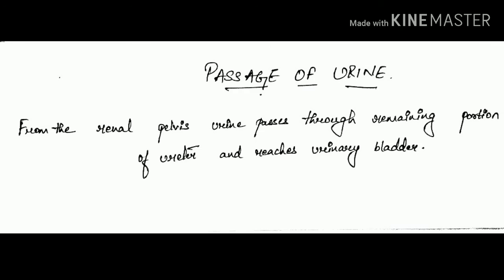Passage of urine. And lastly, from the renal pelvis, urine passes through the remaining portion of the ureter and reaches the urinary bladder.